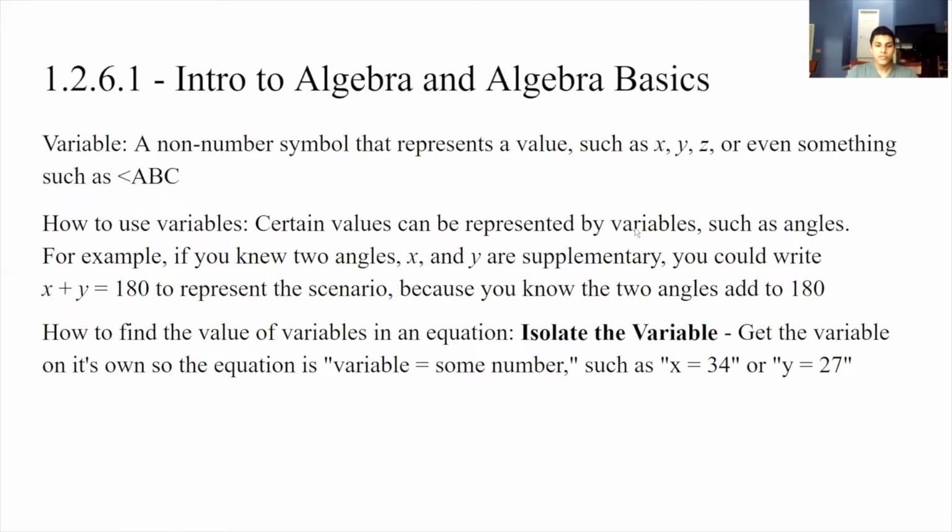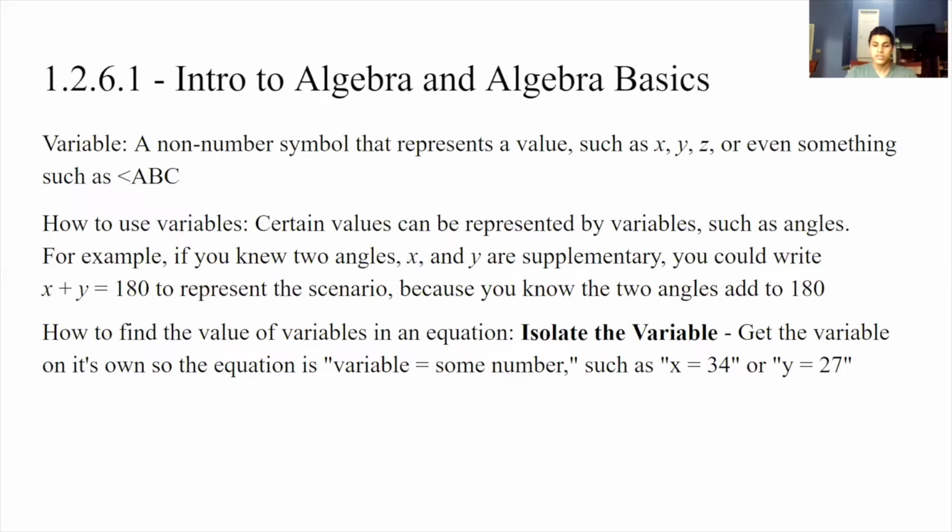So when we have these variables in an equation, we can actually find the value of the variable by changing up the equation. That's by doing something called isolating the variable, which means getting the variable on its own side of an equation. So the format of the equation is variable equals some number. Examples are x equals 34 or y equals 27, where x would be the variable and 34 would be some number, or y would be the variable and 27 would be some number.